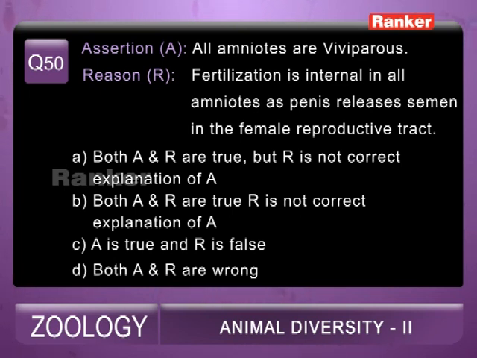Heloderma. Now 50th question here now, I shall read the question for you. Assertion, all amniotes are viviparous. Reason, fertilization is internal in all amniotes as the penis releases semen in the female reproductive tract. Here you have options. A. Both assertion and reason are true, but reason is not the correct explanation of assertion. B. Both assertion and reason are true and reason is the correct explanation. C. A is true and R is false. And D. Both assertion and reason are wrong.